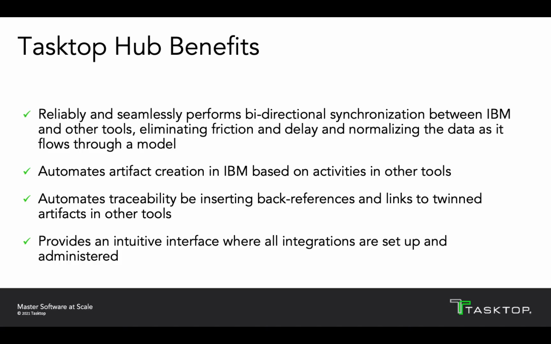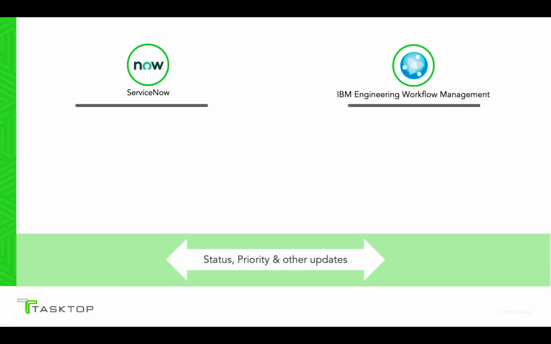In this demo, we'll see Tasktop Hub reliably and seamlessly perform bidirectional synchronization between IBM and ServiceNow, eliminating friction and delays in normalizing the data as it flows through a model. We will see how Tasktop automates artifact creation in IBM based on activities in other tools like ServiceNow or Jira. We will also see how Tasktop automates traceability by inserting back references and links to twinned artifacts in other tools. And we'll also end by seeing the intuitive admin user interface where all the integrations are set up and administered.